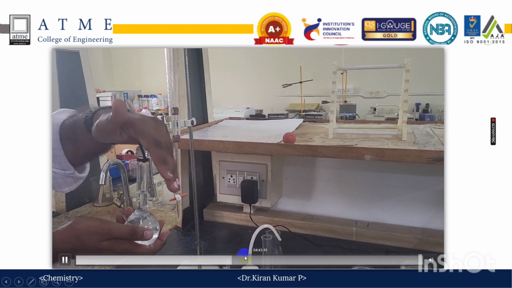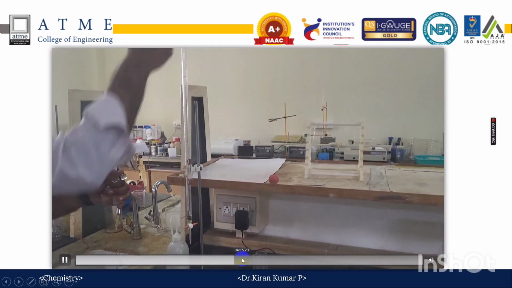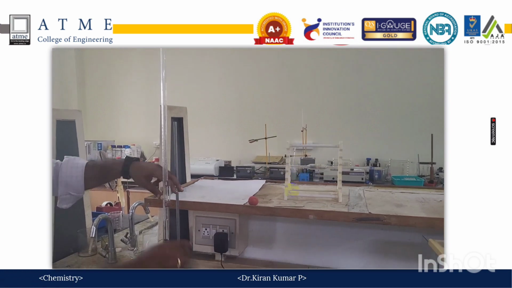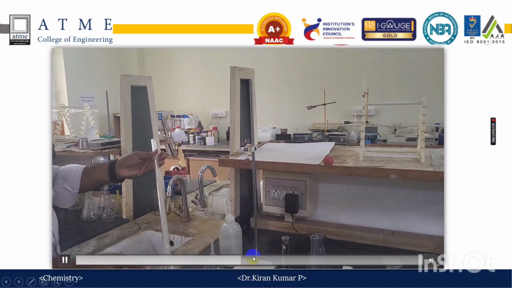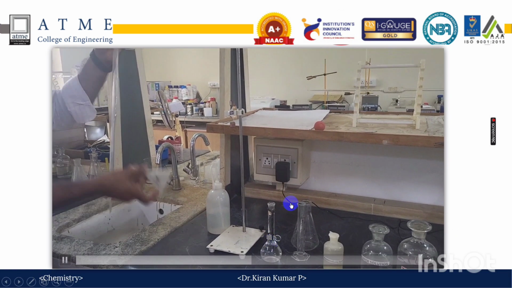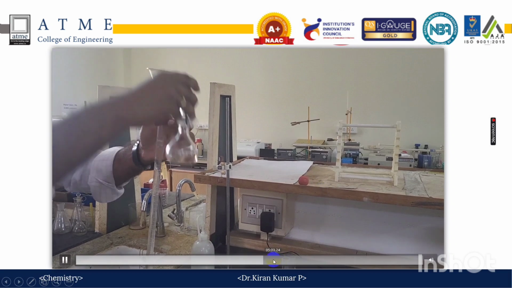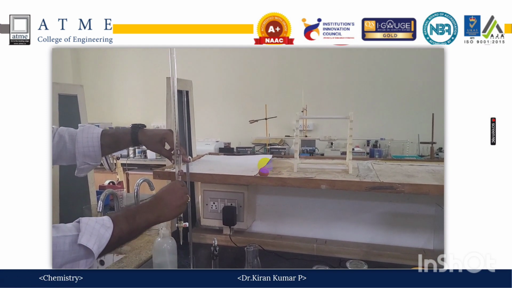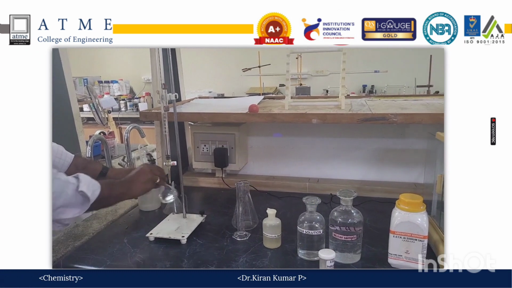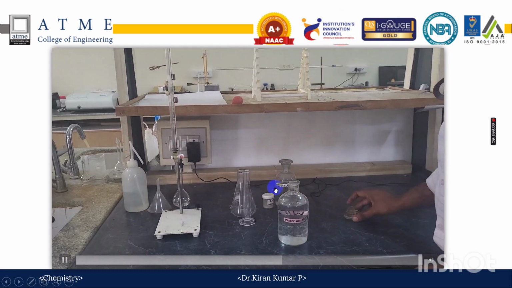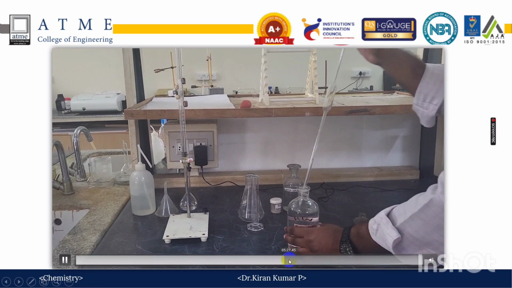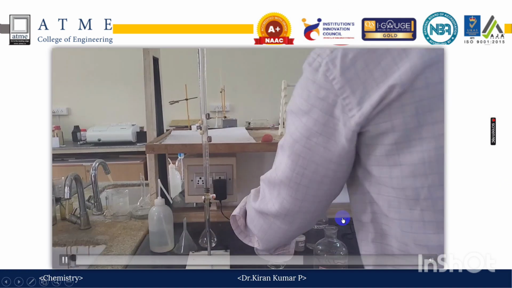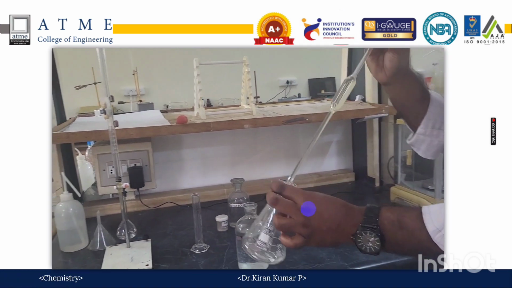Rinse the burette with the prepared standard solution of EDTA. Now we shall move on to part B, estimation of total hardness of water. In order to do that, fill the burette with the standard solution of disodium salt of EDTA prepared. Now pipette out 25 cm cube of hard water sample and transfer it into the conical flask.